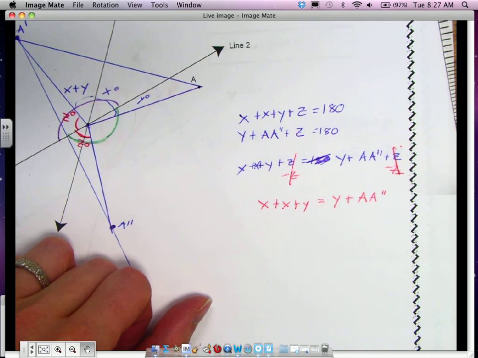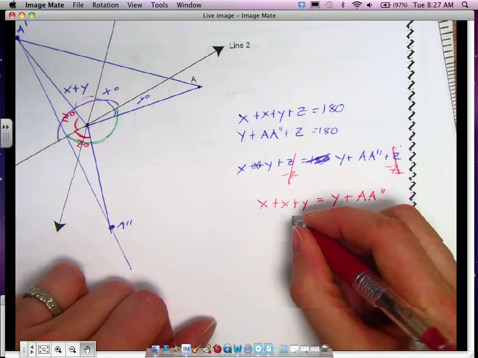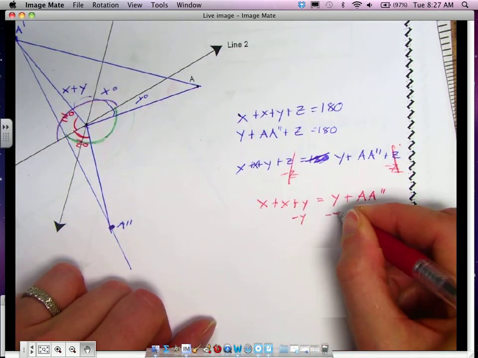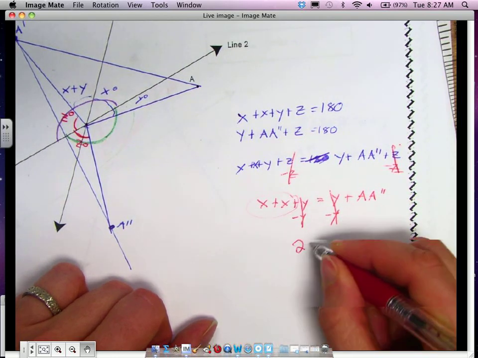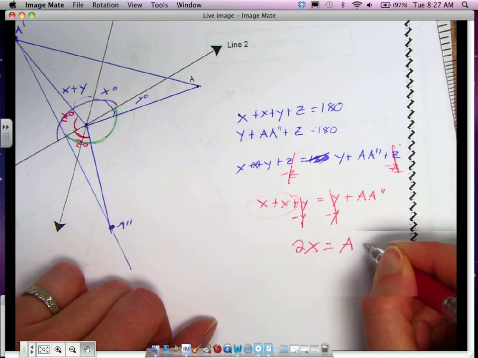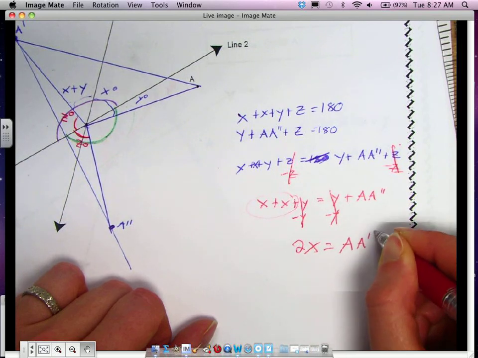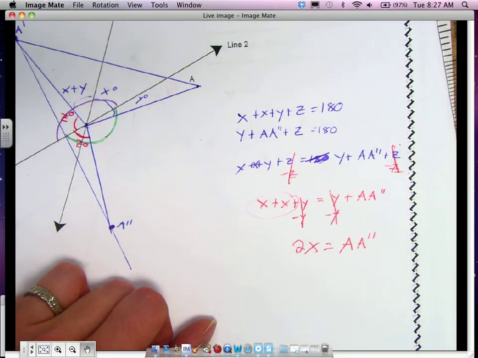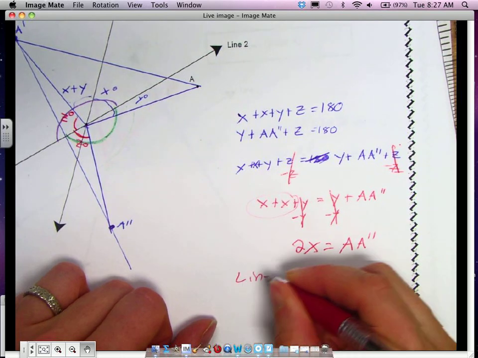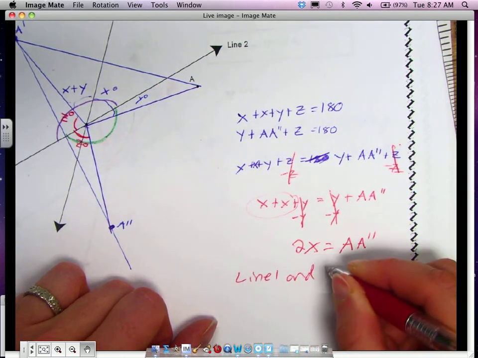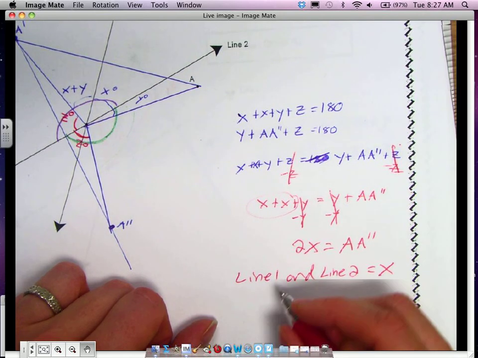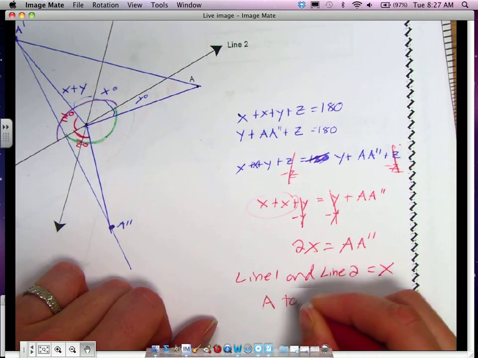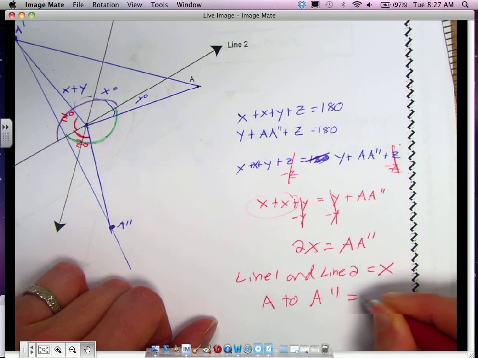Okay, now I take away a y from each side. They cancel. How many x's do I have? So 2x equals a to a not. So my distance between line 1 and line 2 equals x, and my distance between a to a not equals 2x.